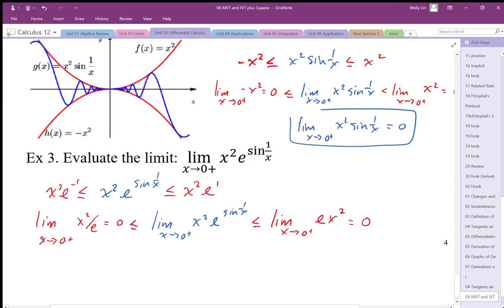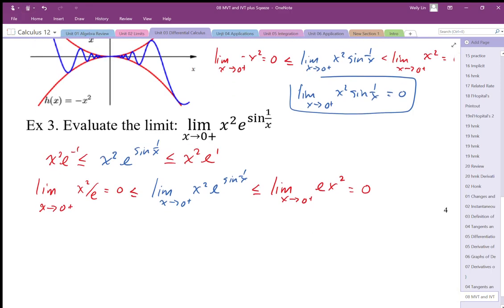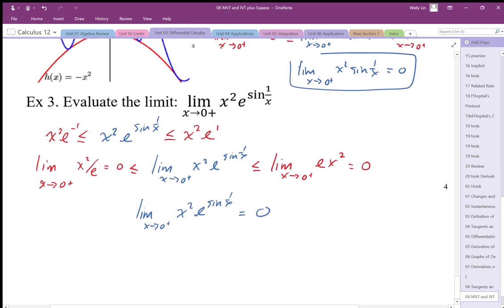So from that we can conclude that since they're both squeezing to 0, the limit as x goes to 0 from the positive side of x squared e to the sine of 1 over x must be equal to 0. Okay? And we can show this on a graph as well.